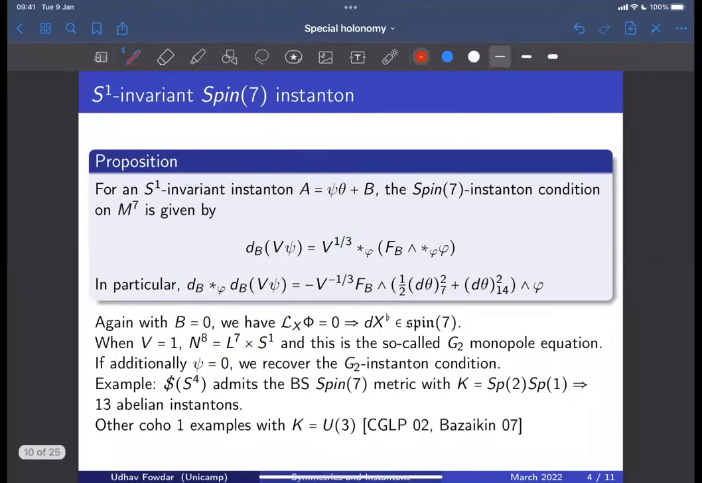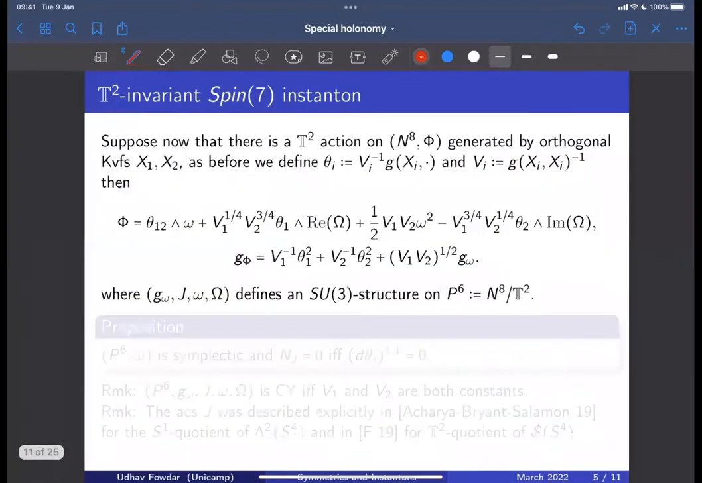There are also other examples of cohomogeneity 1 Spin(7) manifolds, which have isometry group SU(3). So these are Spin(7) manifolds which have the Aloff-Wallach space as a principal orbit. This was shown to exist in the work of Cvetic, Gibbons, Lu, and Pope back in 2002 by numerical analysis, and this was rigorously shown to indeed define complete metrics in the work of Bazaikin.